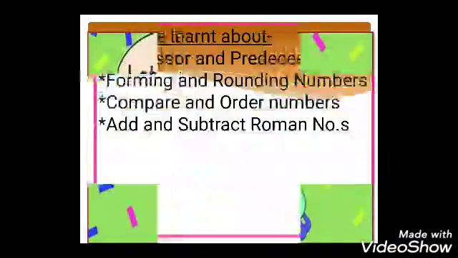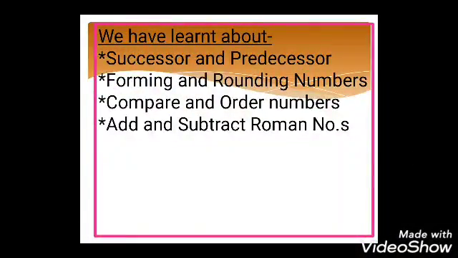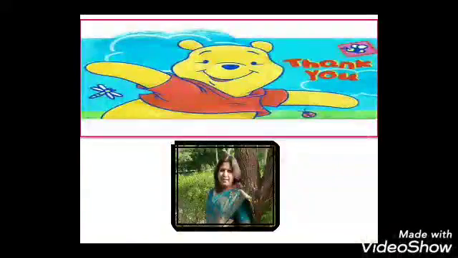So let us revise, children. We have learnt about successor and predecessor, forming and rounding numbers, comparing and ordering numbers, and adding and subtracting Roman numbers. So I hope you have understood and will be able to do the sums.